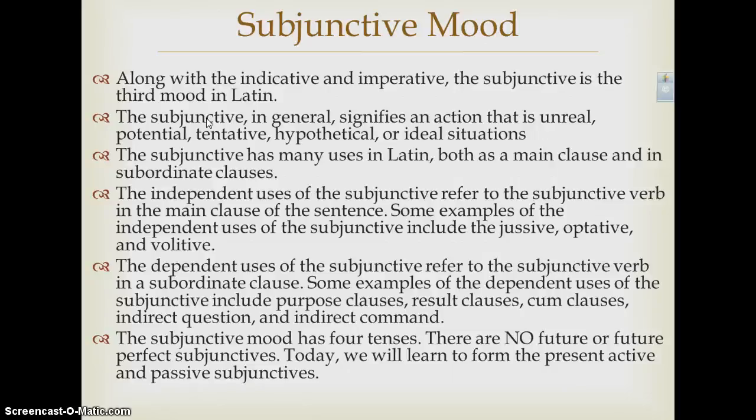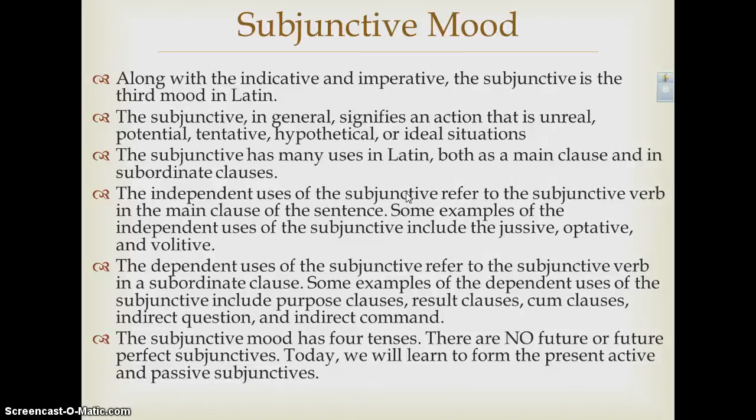The subjunctive verb can be used either as the main verb of a sentence or as the verb in a subordinate clause. What I mean by the main verb in the sentence is an independent use of the subjunctive, where the subjunctive verb is the main verb of the sentence. Examples of independent uses include the jussive subjunctive, the optative subjunctive, and the volative subjunctive. The only one you'll be learning in this book is the jussive subjunctive.